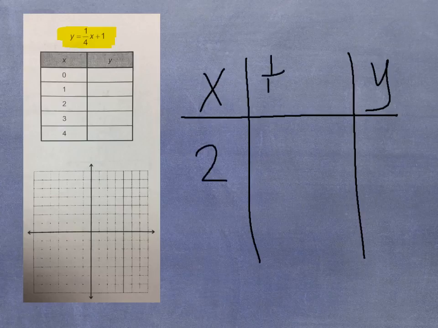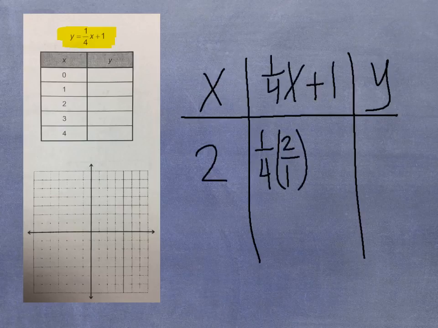So now it's 1/4 x plus 1. Well, 1/4 times 2, which is really 2 over 1. If you do this in the calculator, it does it for you. What's 2 times 1? That's 2. 4 times 1 is 4. So it's 1 and 2/4, or 1 and 1/2. 1 and 1/2. That's my y value. So I would put that 1 1/2. Okay? Fill out this side.